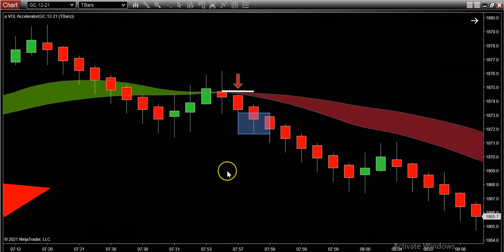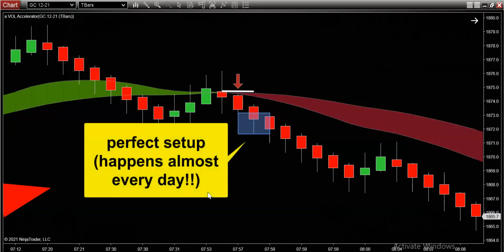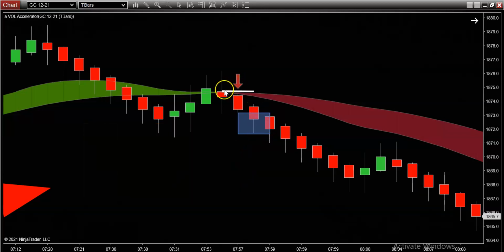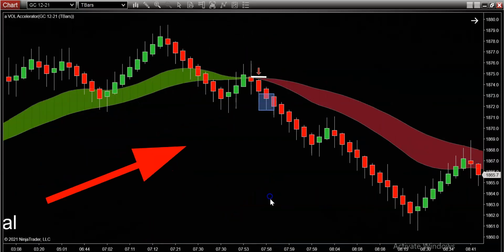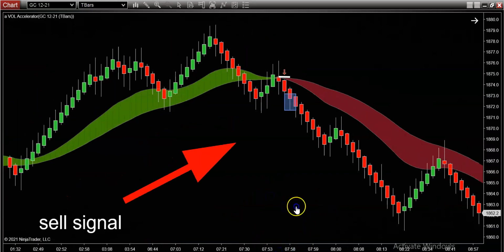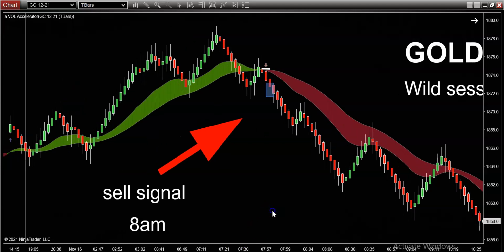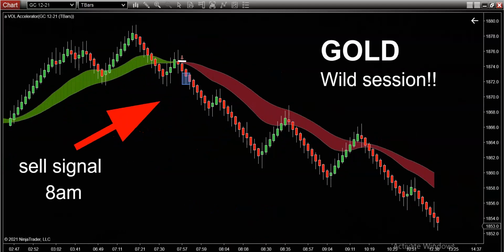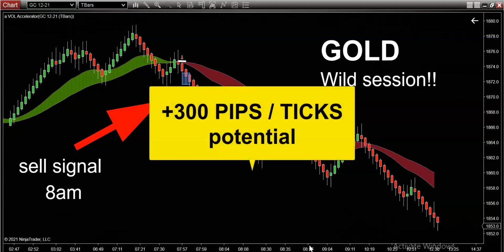Anyway, so this is just what I would consider a textbook setup. It really doesn't get much better than this. Here's the signal. Here's the potential entry, and here is the logical area to place your stop. Makes sense? And if we zoom this bad boy out and we see how this trade played out, well, you guys already know how this trade played out, right? It was a shocking almost 300 pips and or ticks, depending on if you're trading futures or Forex. I mean, this was it, man.